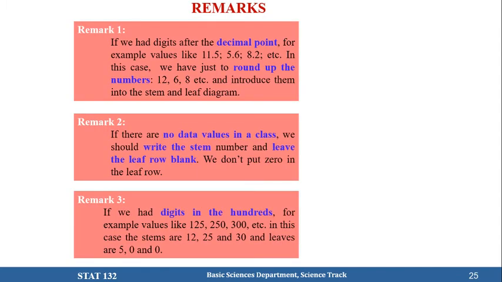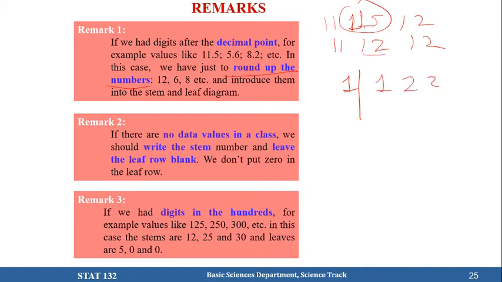Now we have some remarks. If some of the numbers have decimal points among the integers, let's say you have 11.5 and you have 12, it's better to round them up. So here it says round up the numbers. You will have 11.5 as 12. So you will have 1 with leaves 2 and 2 here.